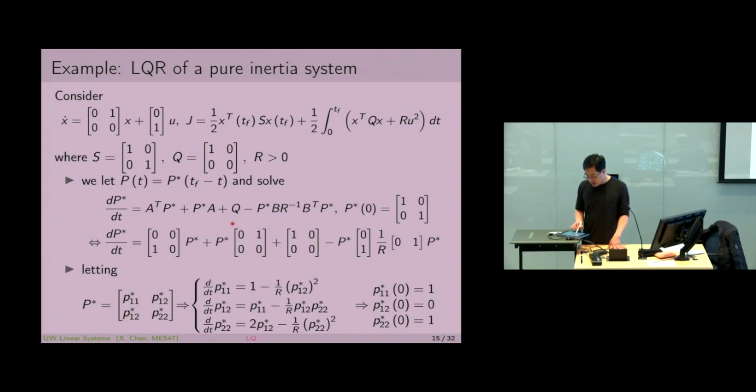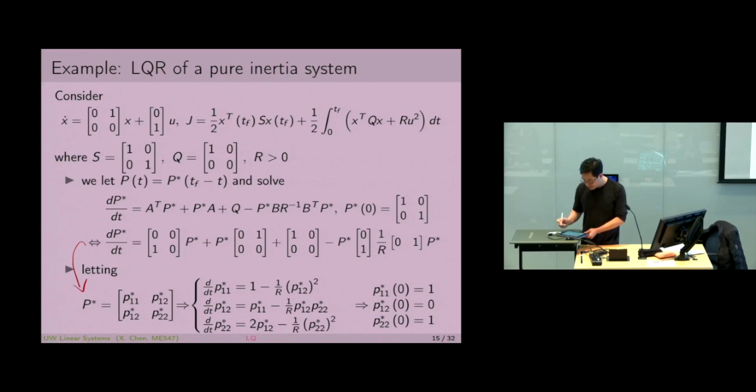Then this is nothing but a bunch of equations related to the derivatives of everything in here. Then we can solve it and obtain the results. P11 star has to be 1, P12 star has to be 0, P22 star has to be 1. This slide shows that we can actually solve the Riccati equation without a lot of mathematical complications. Any questions in here?